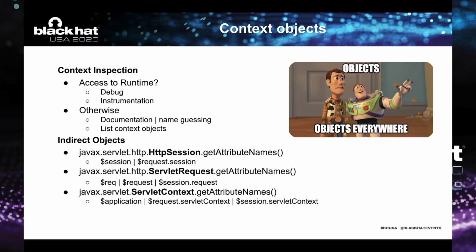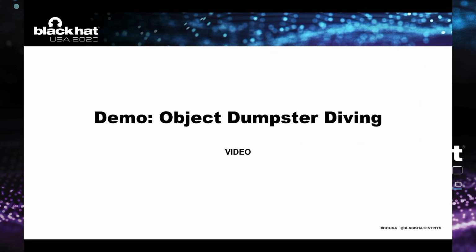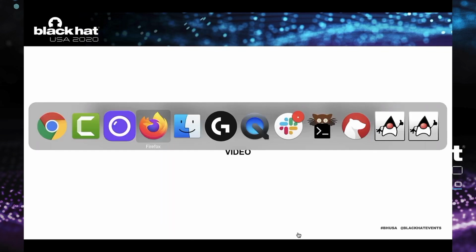Apart from those objects that are directly exposed, we have some indirectly exposed objects. For example, if the request is exposed, all of the request attributes are exposed as well. The same goes for the session and the servlet context. And we will be able to find very interesting objects in this set of attributes. So let's see an example of how many objects we are able to find in a regular content management system, like for example, Liferay. That's what we call object dumpster diving, and you will see why in a few minutes.